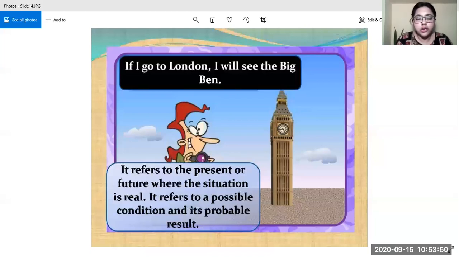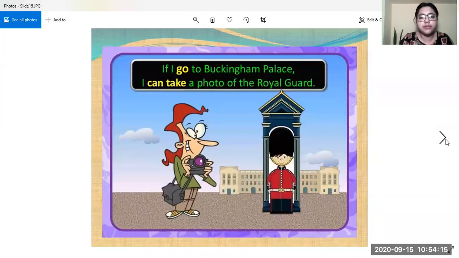So it is used to refer to the present or future where the situation is real. If I go to London, that is a real situation, and it refers to the possible condition that if I go to London, then I will see the Big Ben. So this is the possible condition, which is very much practical and realistic. Another example: if I go to Buckingham Palace, I can take a photo of the royal guard. So this is also talking about a real situation and its possible result.